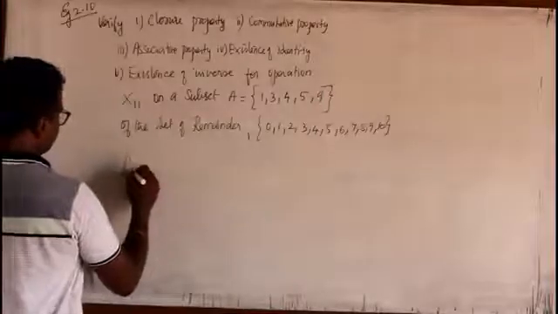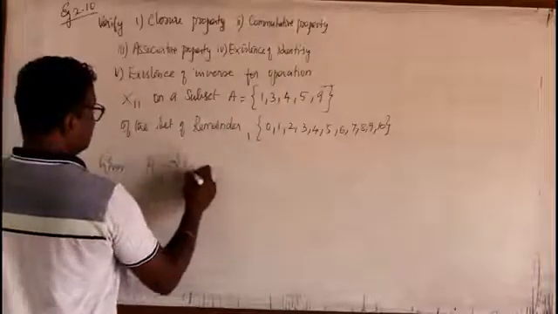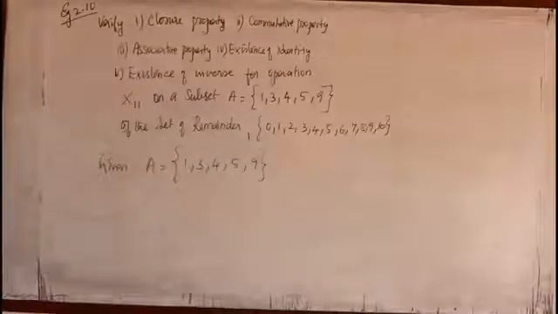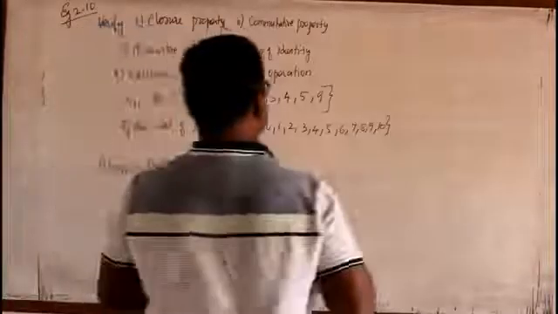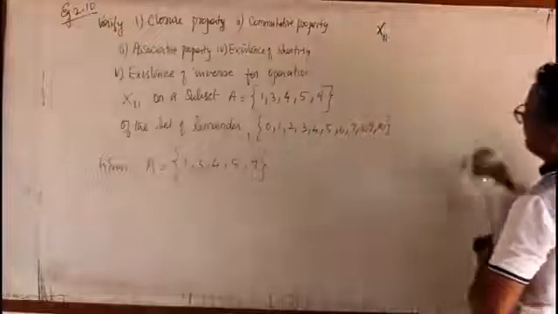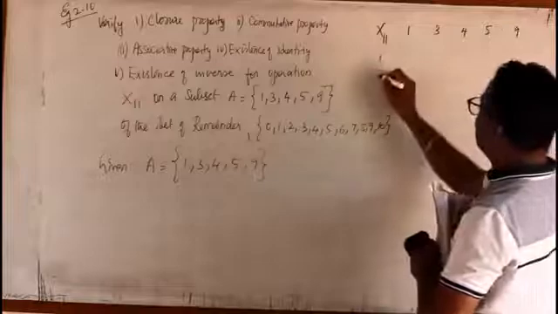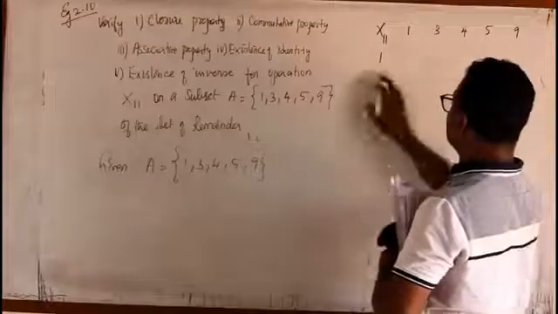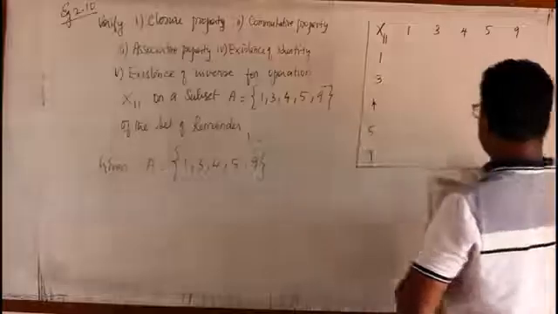So, given A equals 1, 3, 4, 5, 9. We shall have a table for this one. Multiplication modulo 11. 1, 3, 4, 5, 9. Draw the table.